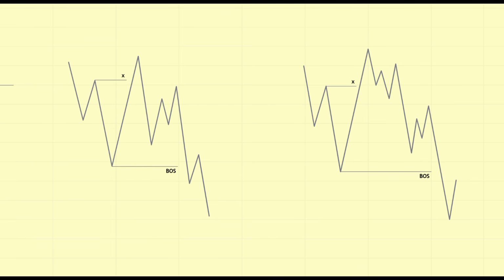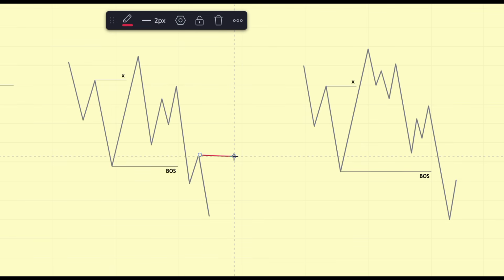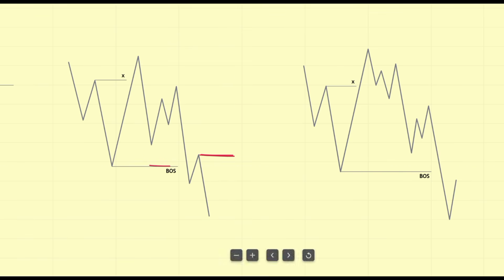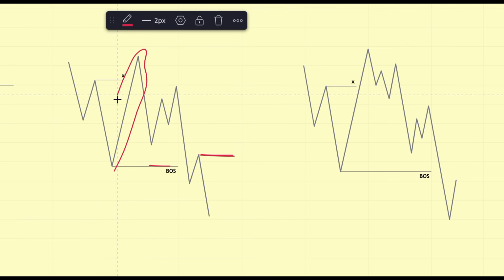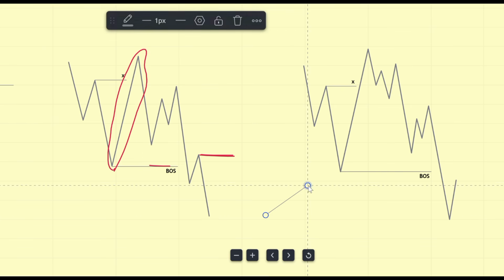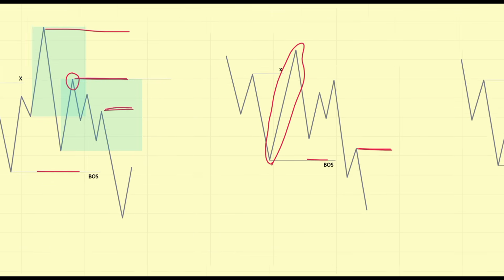All right, so where is the inducement? Exactly here. This is the inducement, and in this case it is the major inducement. Why major? Because it occurred after the break of structure. And you can clearly see that our corrective move is one leg, exactly right here. Checking the previous scenario, our corrective move was either a double leg or a triple leg.